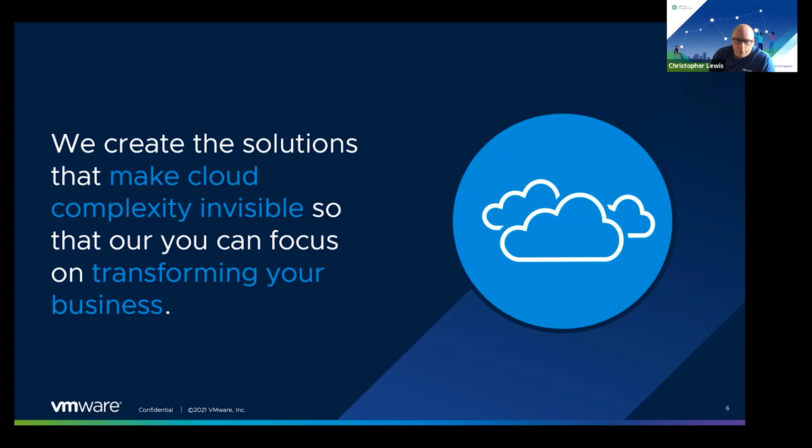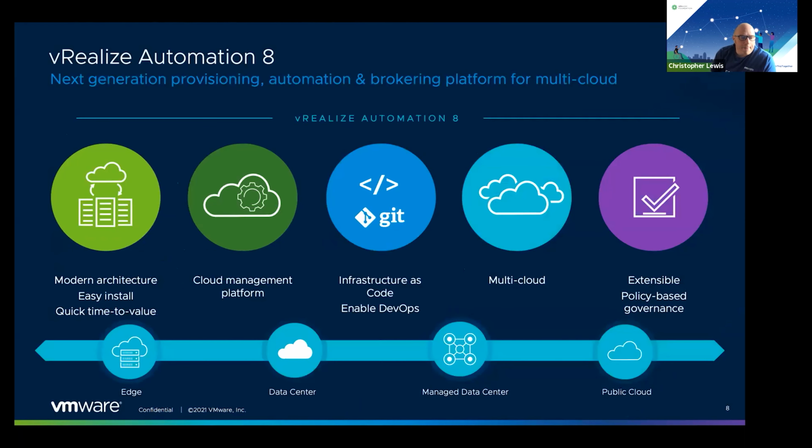So, vRealize Automation 8, and apologies if anybody's seen me do this presentation before. It's not a new presentation, it's something I've delivered over the last six months or so, but I think it's relevant. So, migrating from 7 to 8: version 8 gives you a much more modern architecture. It's based on, and I promised myself I wouldn't say this word in my presentation, Kubernetes.